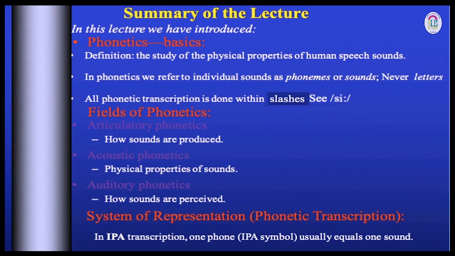the waves that go from the speaker to the listener. The third branch is the auditory phonetics, how sounds are perceived with the ear and interpreted with the brain. The other point that we have seen in the lecture is the system of representation. It's phonetic transcription. In IPA transcription, one phone usually equals one sound.